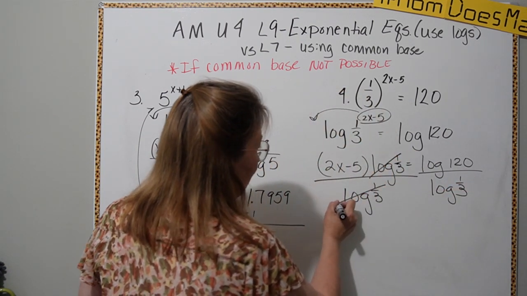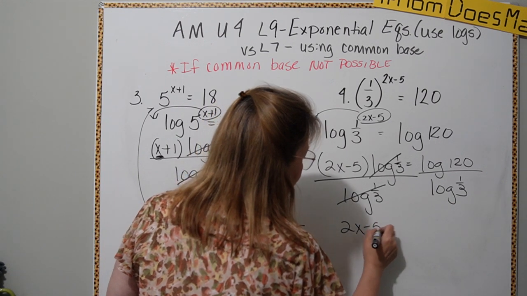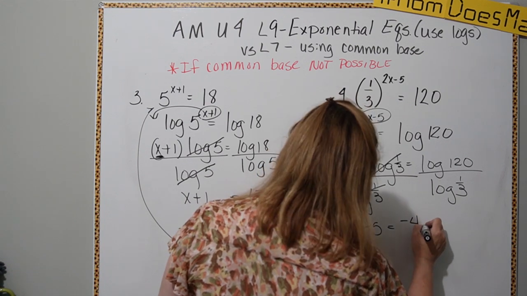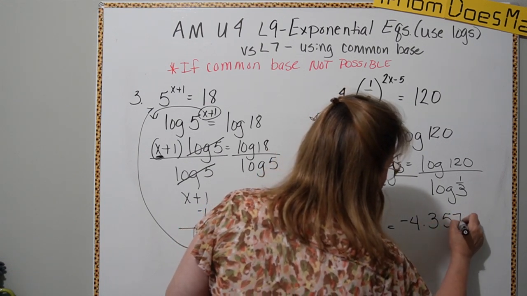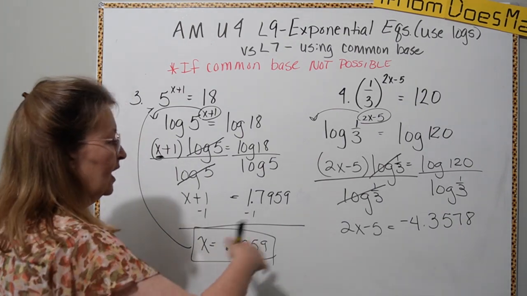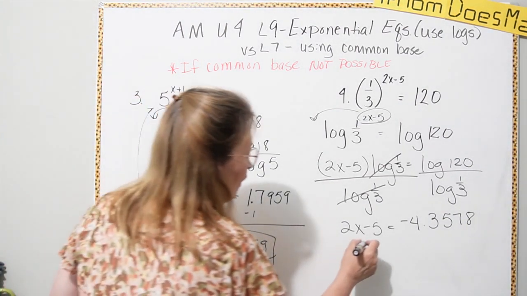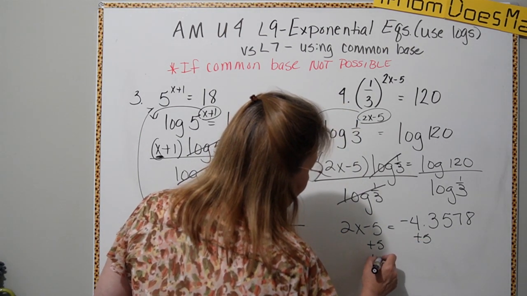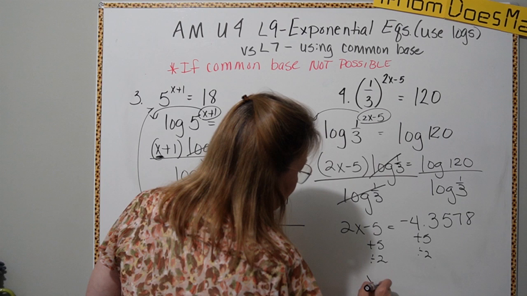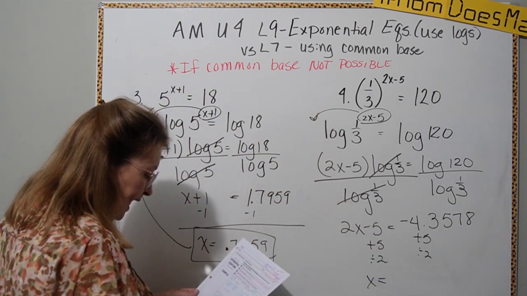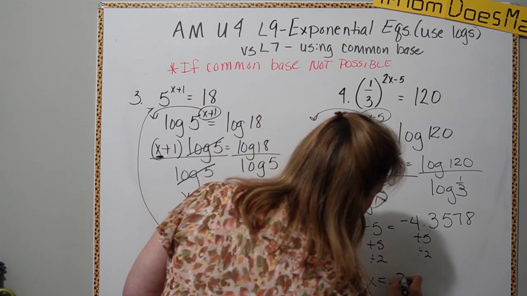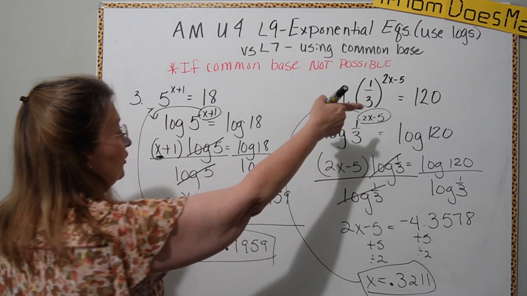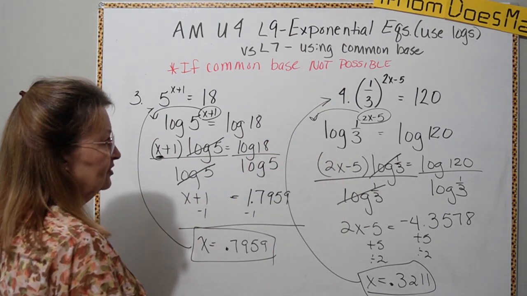Okay. These two cancel, so I have 2x minus 5 here, and I'm going to plug that one into the calculator, and it's going to give me negative 4.3578. Okay, now to solve the rest of the equation, what are you going to do? Well, you're going to add 5 to each side, and then you're going to divide by 2. Okay, so I'm just going to do those steps in the calculator, and it's going to spit out 0.3211. And filling that back in for x and simplifying down will show you that that's the correct answer.